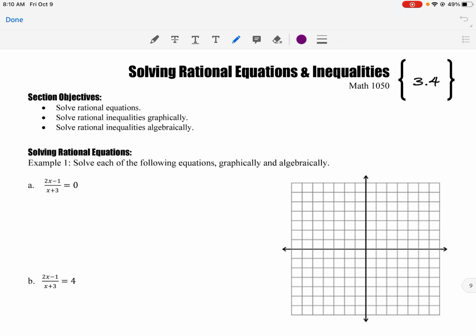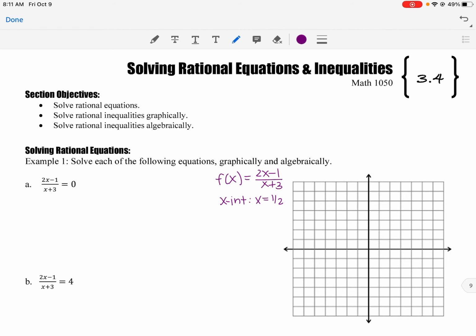As you look at this function, let's say f of x equals 2x minus 1 over x plus 3. Your x-intercept is setting the top equal to 0, so we get x equals a half. Your y-intercept, you're plugging 0 in for x, and we get negative a third. Your vertical asymptote, we're setting the denominator equal to 0, so we get x equals negative 3.